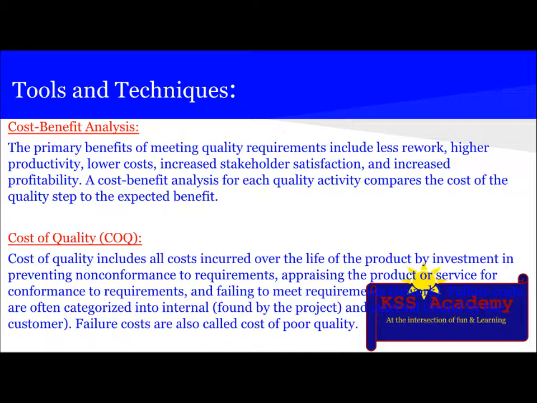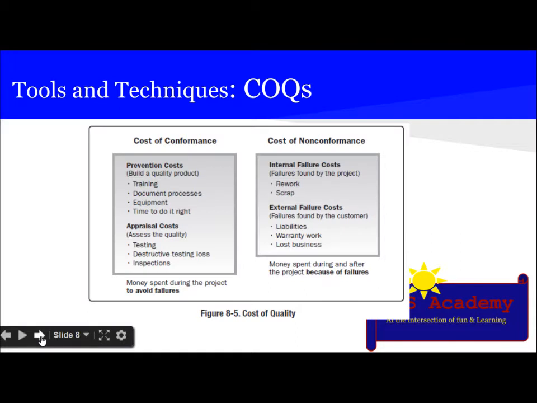Cost of quality includes all costs incurred over the life of the product by investment in preventing non-conformance to requirements, appraising the product or service for conformance to requirements, and failing to meet requirements, that is, rework. Failure costs are often categorized into internal, found by the project, and external, found by the customer. Failure costs are also called cost of poor quality. So here there is the cost of conformance, which is money spent during the project to avoid failures, and here is the cost of non-conformance, which is the money spent during and after the project because of failures.